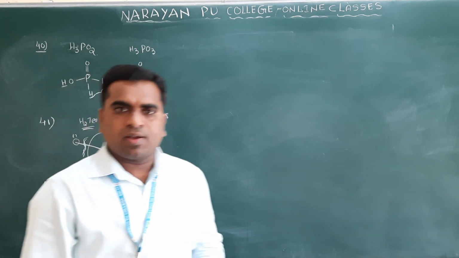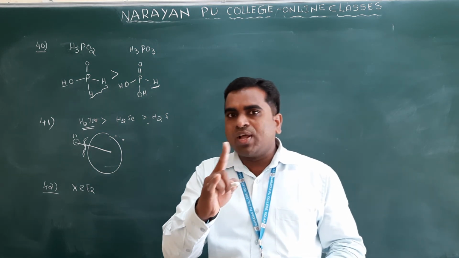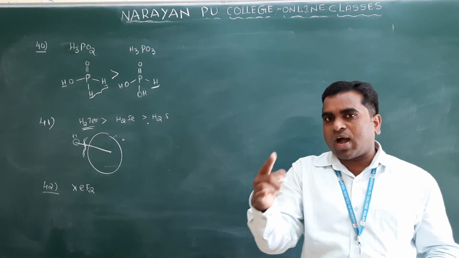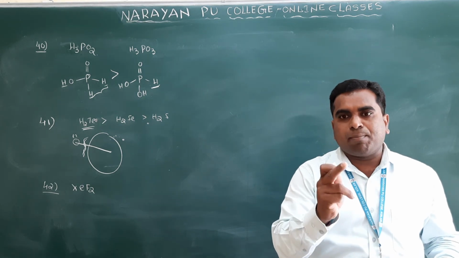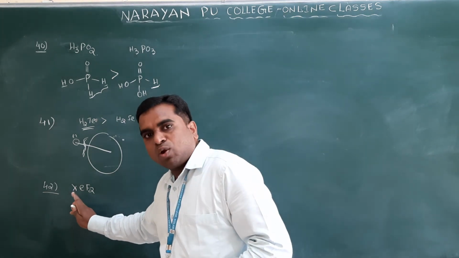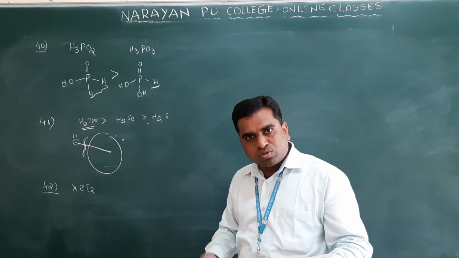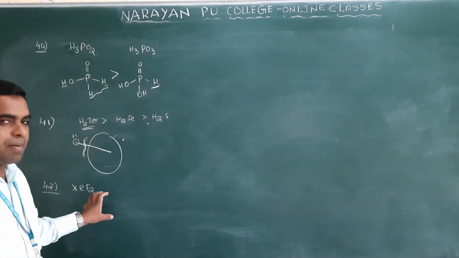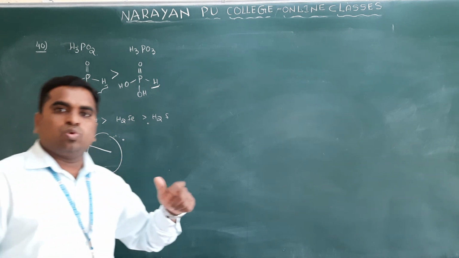XeF2 is isostructural with which one? Clear? I already mentioned isostructural means both should have the same structure. For two compounds to have the same structure, the number of bond pairs and lone pairs must be equal. Find out how many bond pairs and lone pairs there are, using the trick I already mentioned. Do the same for the options, and the molecule with the same number of bond pairs and lone pairs as XeF2 will have the same structure.